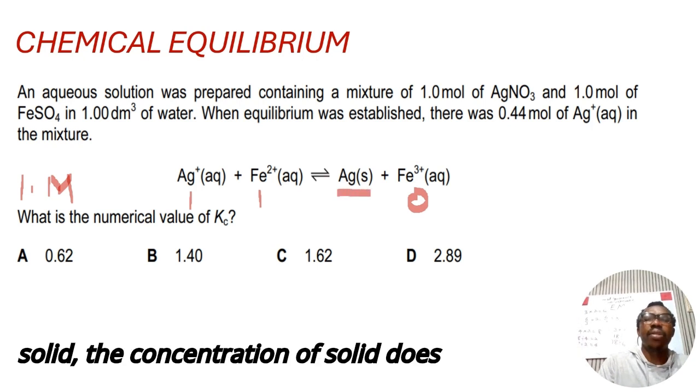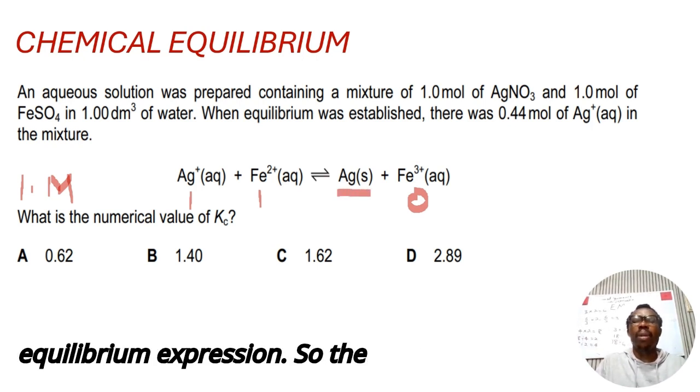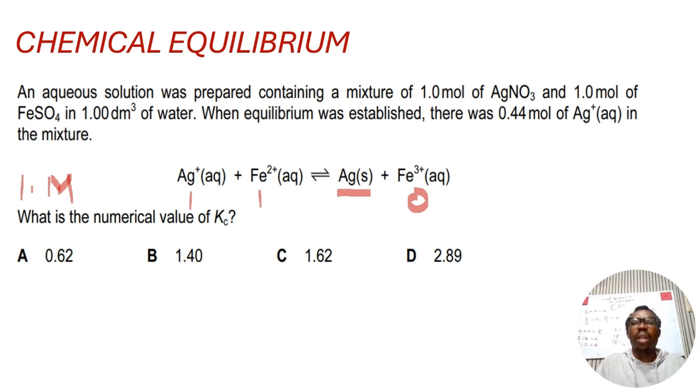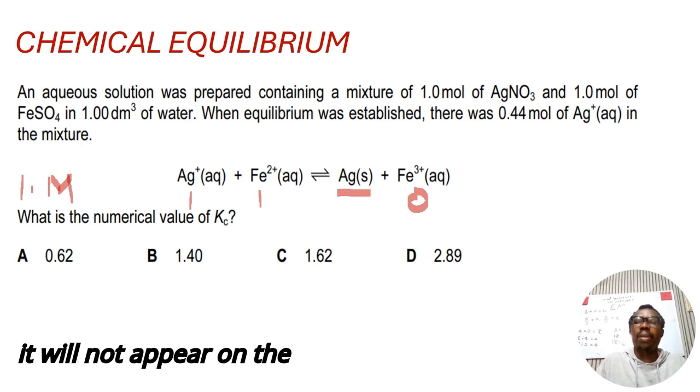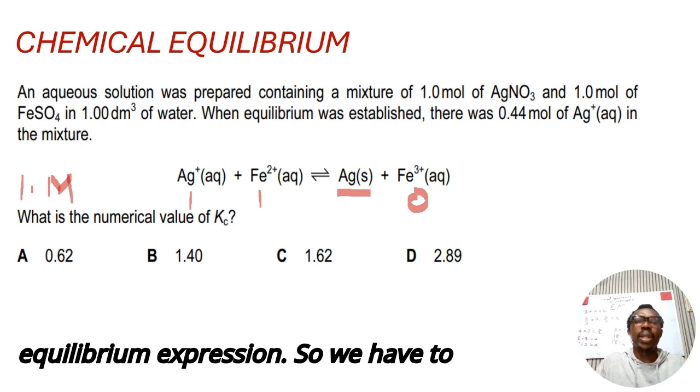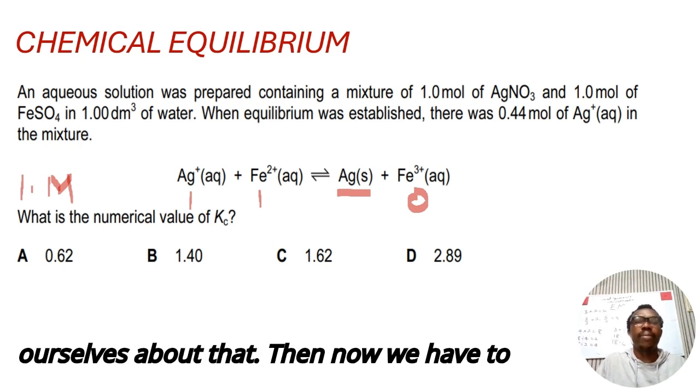Since silver is solid, the concentration of solid does not change during the reaction and remains constant. So it will not appear on the equilibrium expression. So we have to ignore that. We don't need to bother ourselves about that.